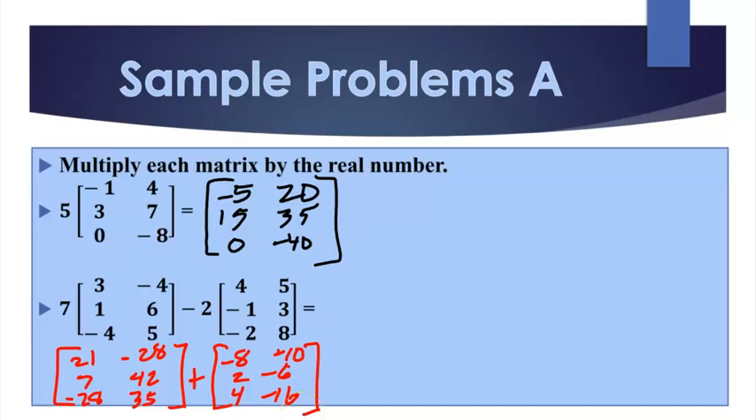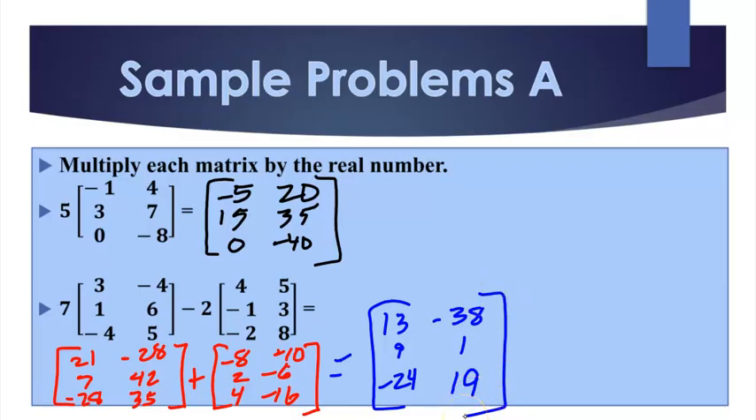Now that I have that, I can now add together. So 21 plus -8 would give us 13. -28 plus -10 is -38. 7 plus 2 is 9. 42 plus -6 is 1. -28 plus 4 is -24. 35 plus -16 is like 35 minus 16, and that would give us 19. So this would be our solution as a matrix.